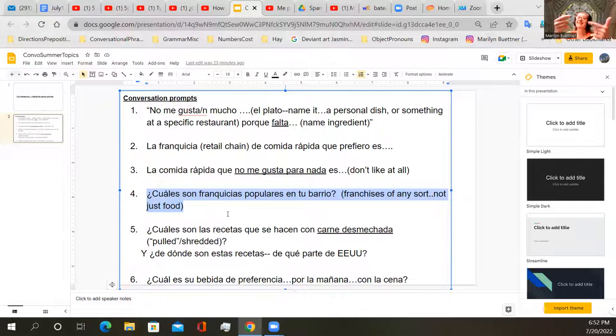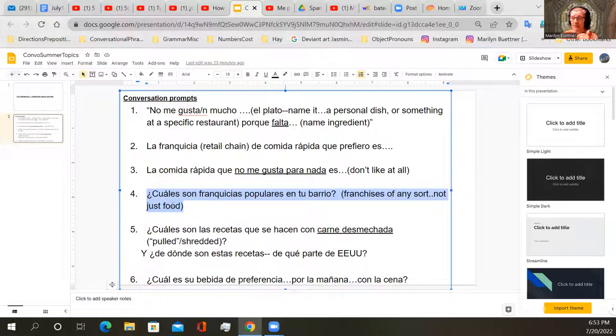Lo que tú tienes que explicar, what you have to explain, depende de la popularidad de la franquicia, ¿sí? Por ejemplo, todo el mundo conoce a Starbucks. Todo el mundo. Pero OXXO, no. En México, sí, todo el mundo conoce a OXXO. Okay. Bien.